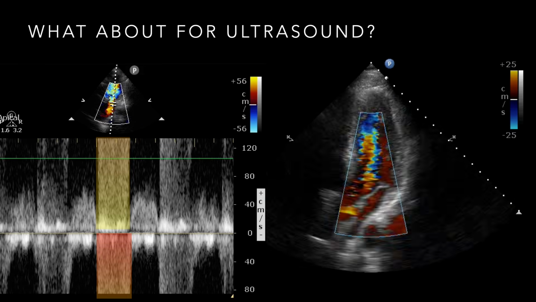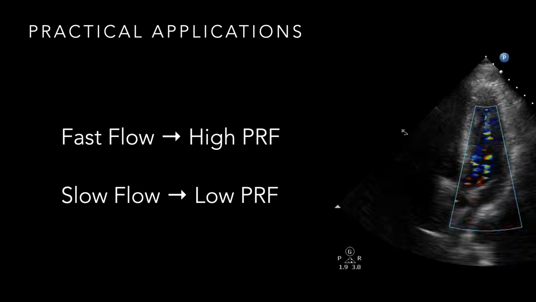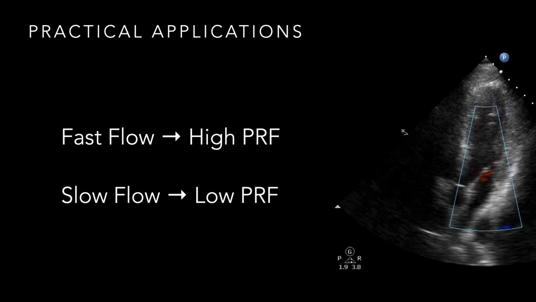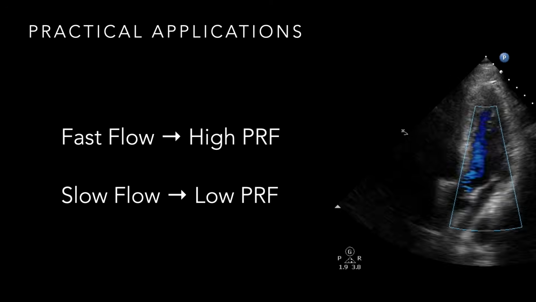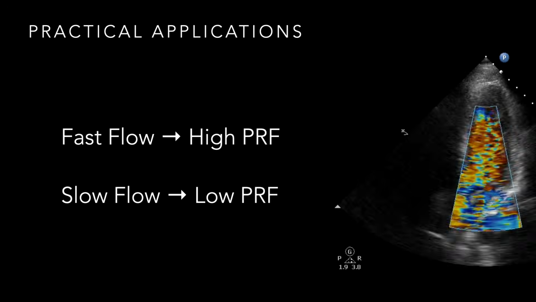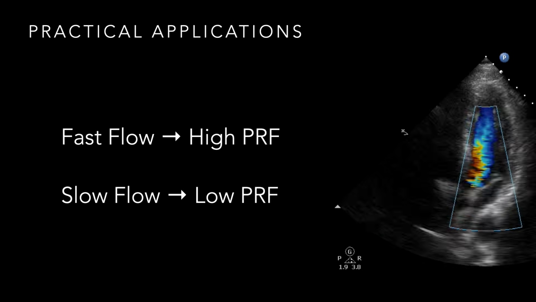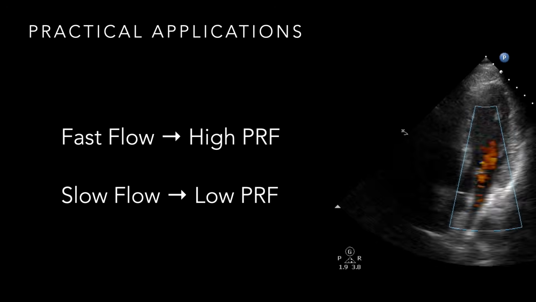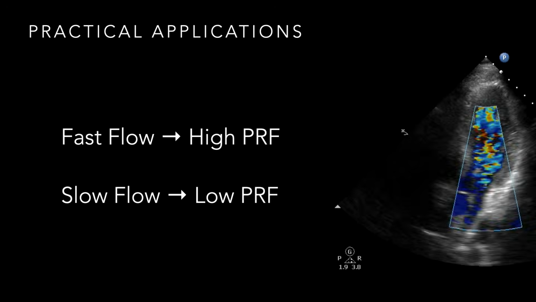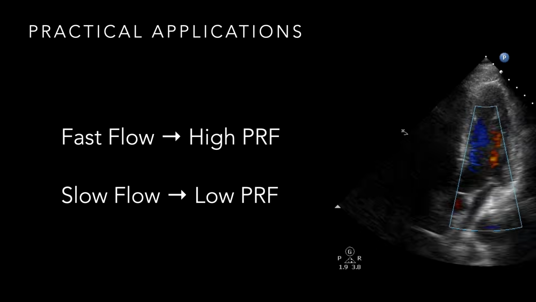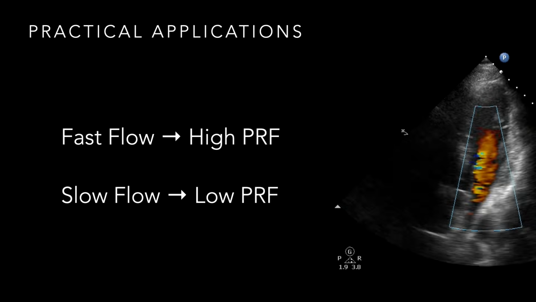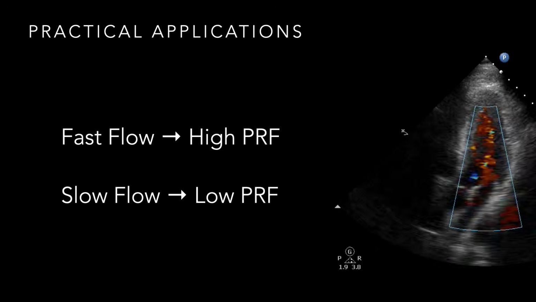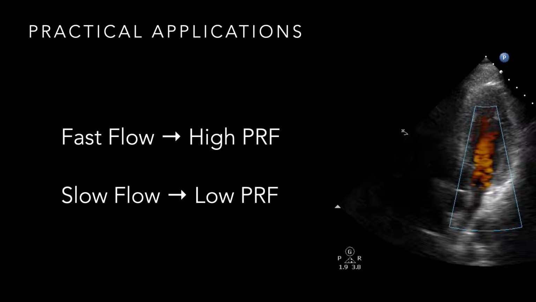So the principle we can take away is, for fast flow, we need a high pulse repetition frequency. We need to turn that rate up, and we can adjust that with the scale adjustments on our machine. For slow flow, you need a low pulse repetition frequency. If you don't do this correctly, if you have a low pulse repetition frequency and you're measuring something that moves fast, the machine's not going to be able to resolve that. You're going to get aliasing, and a whole bunch of artifact that tells you nothing about the flow you're looking at. So you have to adjust it for the flow that you're expecting.